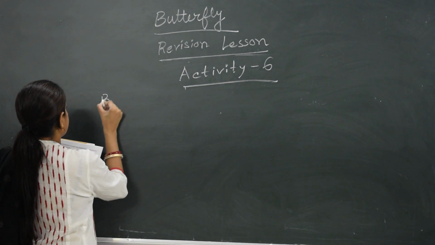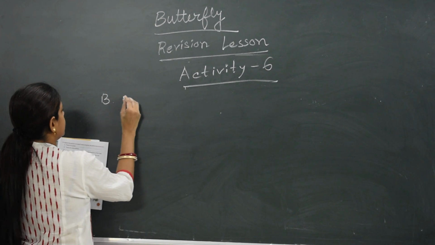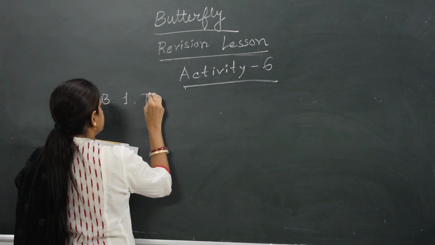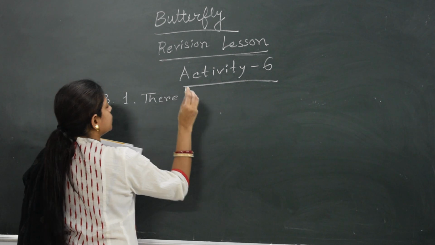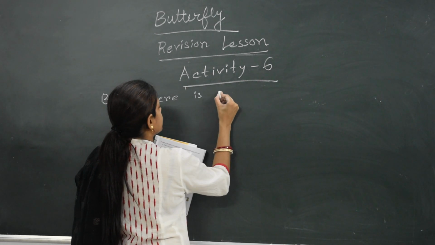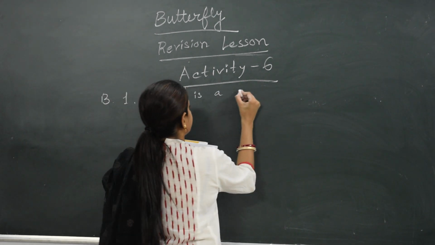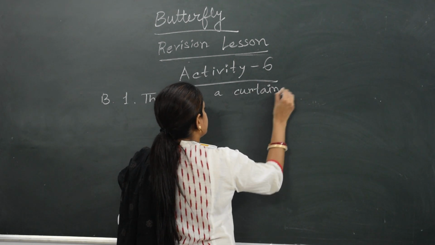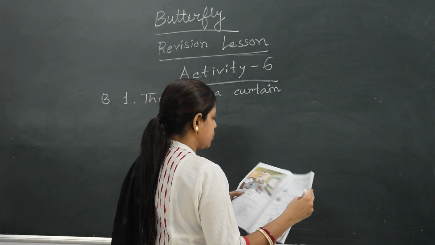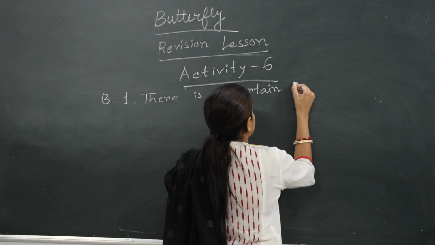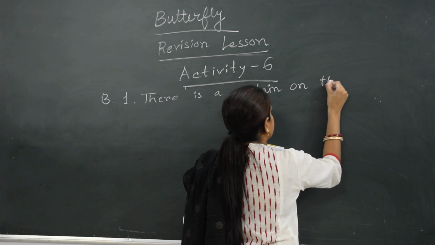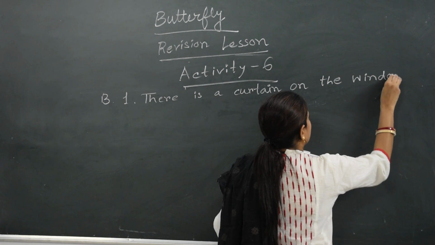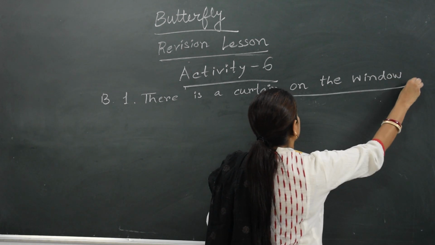Number B. 1. There is a curtain. Where is the curtain? The curtain is on the window. On the window.